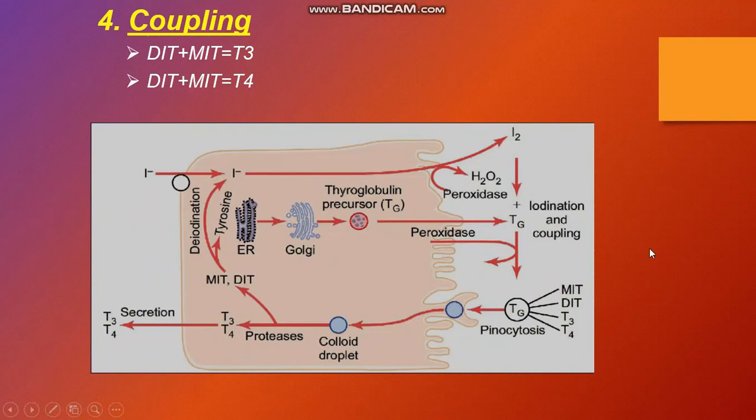DIT plus MIT gives T3, diiodotyrosine plus monoiodotyrosine gives T3, triiodothyronine. DIT plus DIT gives T4. It has been mistyped over here. Please keep in mind, DIT plus DIT gives T4.